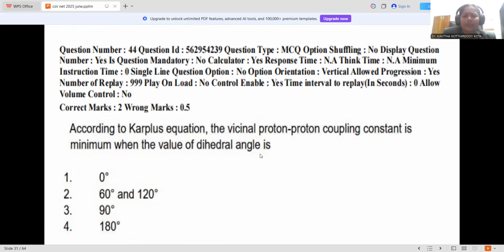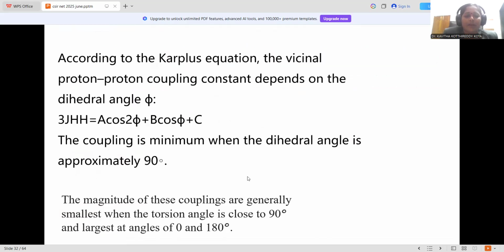It is related to the physical chemistry question. The Karplus equation needs to be known to you, then only we can answer this one. The dihedral angle value with the minimum proton-proton coupling constant is to be identified. For that purpose, we have the Karplus equation.